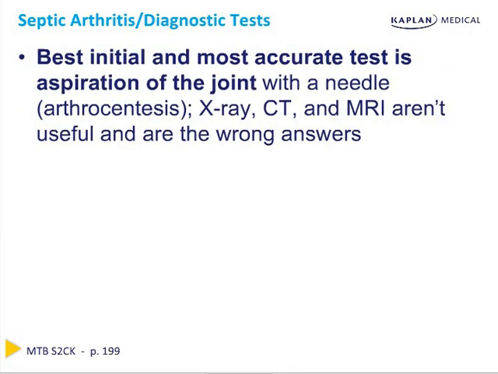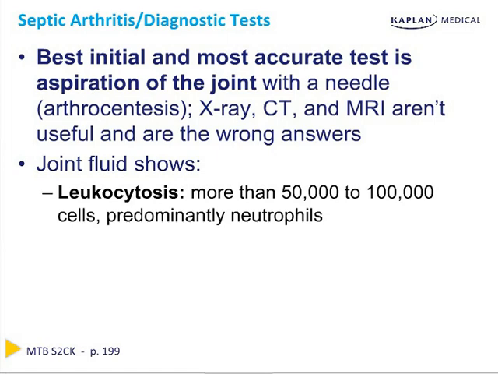The best initial and most accurate test is an arthrocentesis of the joint with a needle. X-ray, CT, and MRI are always the wrong answer and are never useful. The joint fluid aspiration is going to show a leukocytosis with more than 50 to 100,000 cells, predominantly neutrophils.